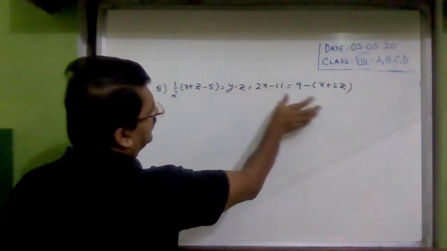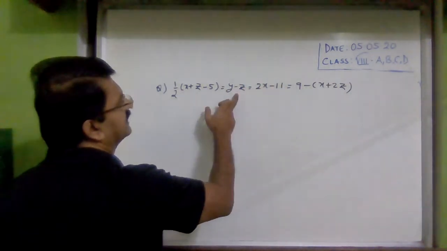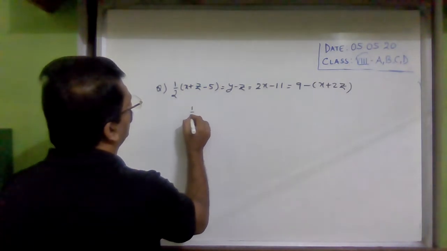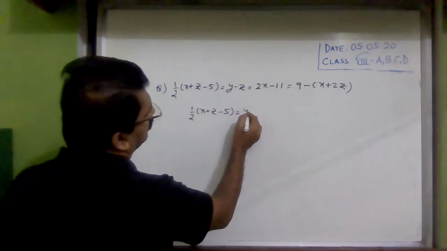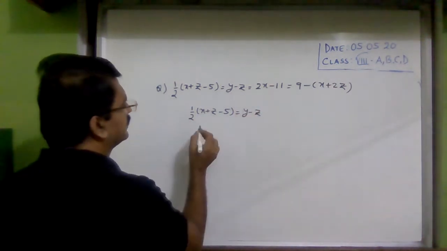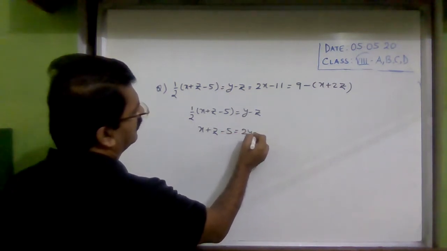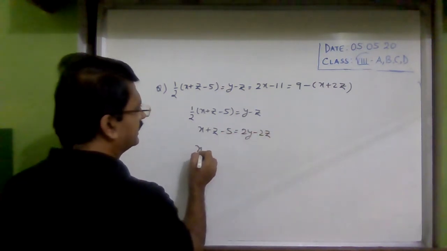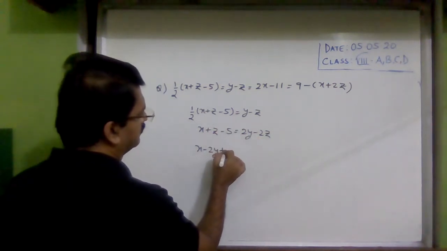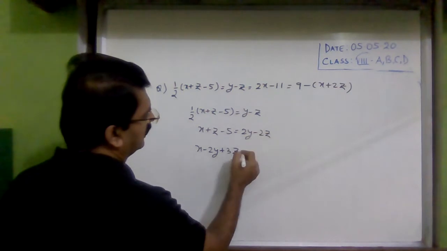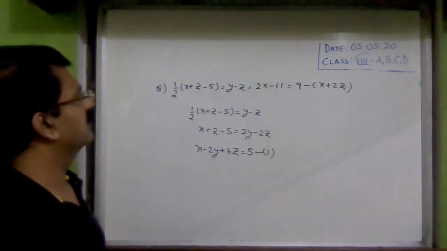As there are 4 parts and they are mutually equal, first of all, I'll take the first and the second part. So 1 upon 2 into (x plus z) minus 5 is equal to y minus z. You cross multiply this 2. So x plus z minus 5 is equal to 2y minus 2z. So x minus 2y plus 2z plus z, that is plus 3z, is equal to 5, and this becomes equation number 1.